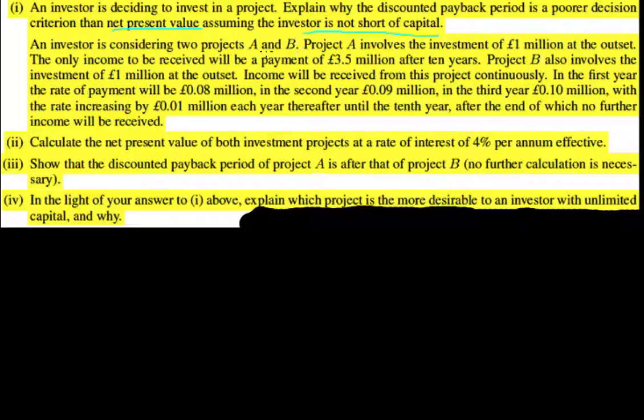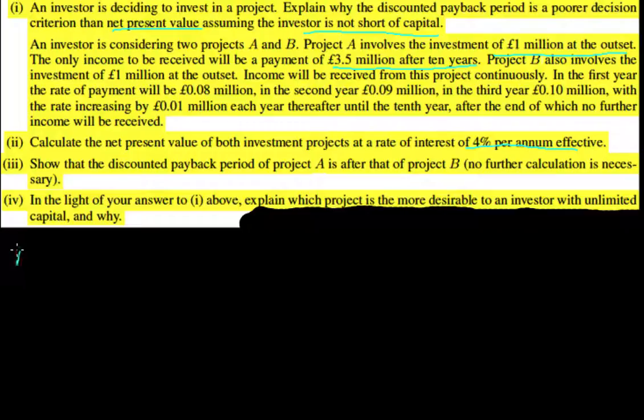An investor is considering two projects, A and B. Project A involves investment of $1 million at the outset, and all they're going to get is $3.5 million after 10 years. Okay, so that's easy enough to work out. Project B also involves $1 million at outset, but they're going to be getting continuously 0.08 million in the first year, 0.09 in the second year, so it's going to go up by 0.01 million with every year until the 10th year, and after that, that'll be all. So it wants to know the net present value of both investments at a rate of 4% per annum.